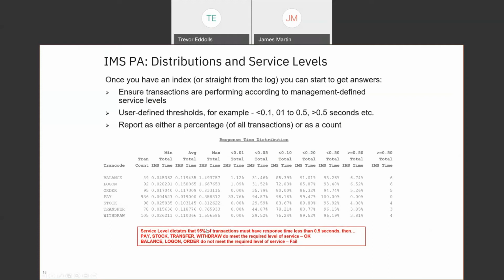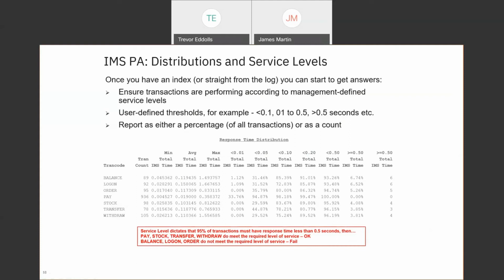If I look at this particular report, I could see immediately by looking at the over half a second column here that pay, stock, transfer, and withdrawal do meet the required service level of 95%. With less than half a second, you can see I have 100% in pay, 95, 96, 96. But balance, log on, and order, I can immediately look at this under half a second total time and see that only 93%, 93%, and 94% met those service level agreements.